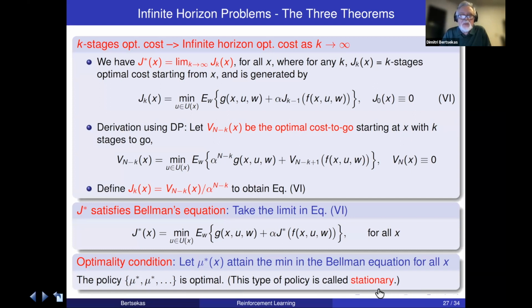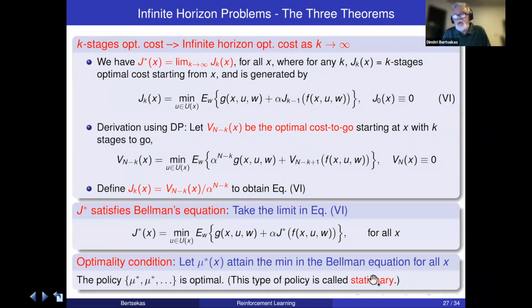And it makes sense because at stage 0 and at stage 1, you're essentially faced with the same problem. You're looking forward for an infinite number of stages. So it would make sense that you would do the same things at the same state, whether you are at stage 0, stage 1, or stage k, any stage 100 or whatever. So these are the three analytical results associated with infinite horizon problems.